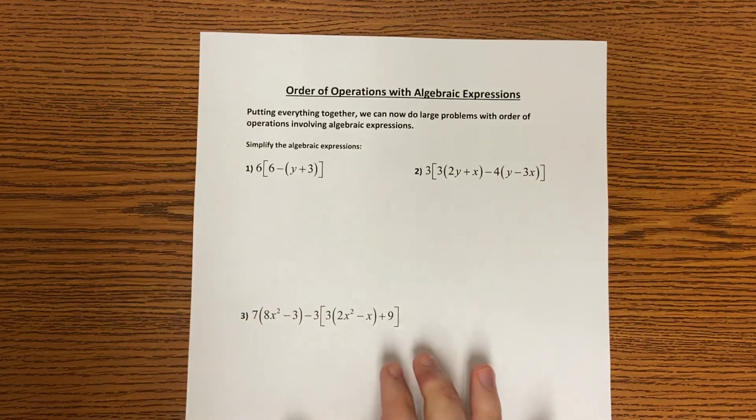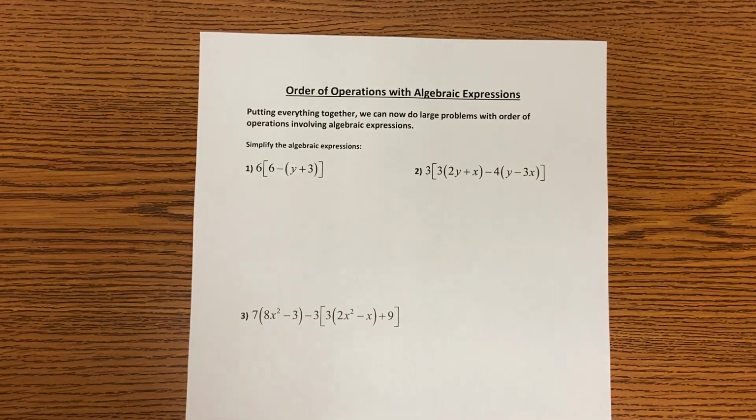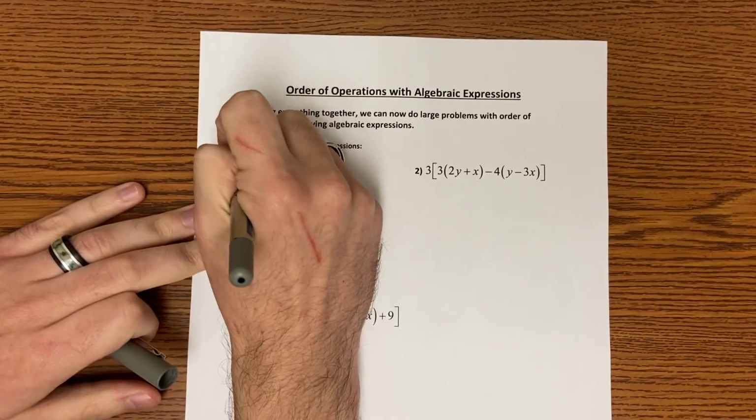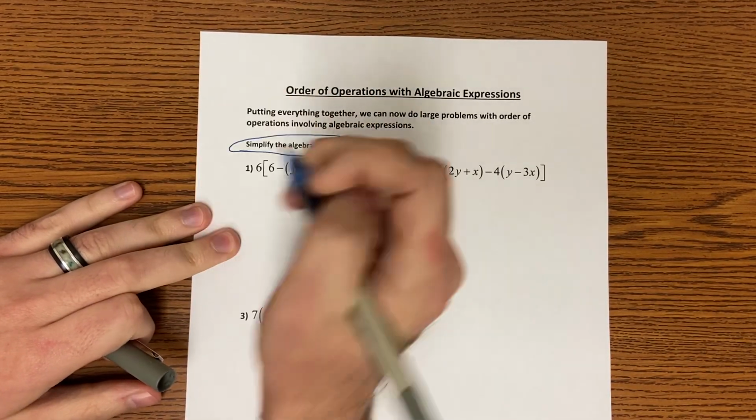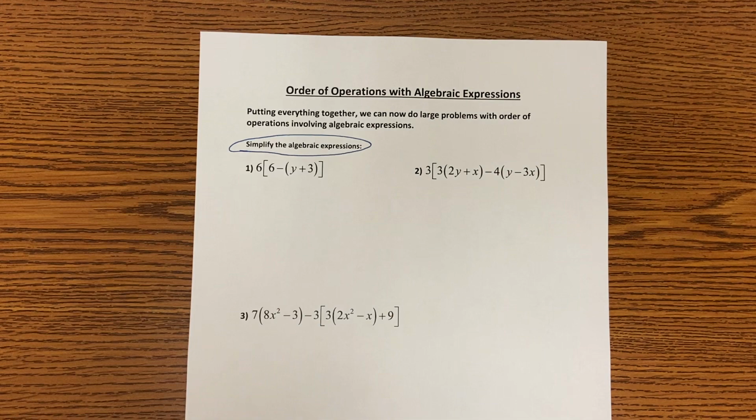So order of operations with algebraic expressions. Putting everything together, we're going to combine all of our like terms and see what we get. So simplify the following algebraic expressions. Again, if these are your directions, that is a dead giveaway that your answers should probably still contain variables unless all your variables go away.